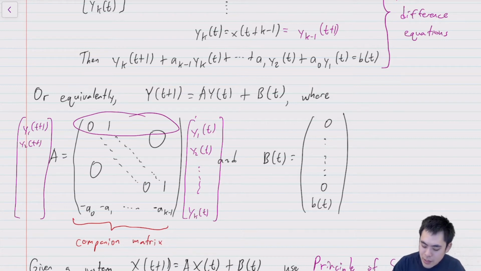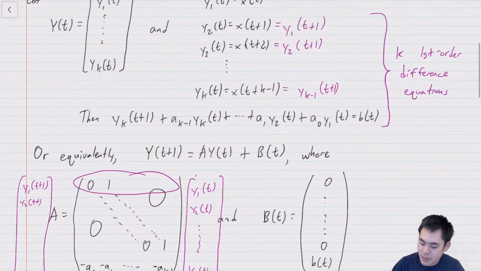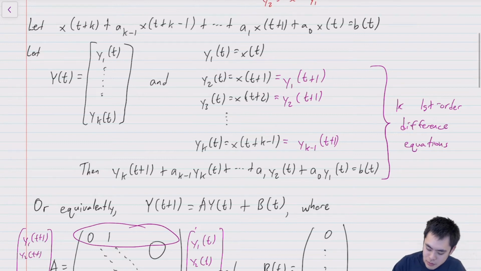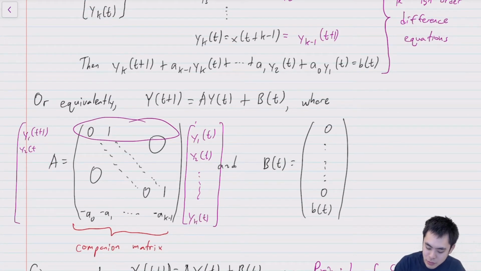And so that t plus 1 term is equal to just y2. And so that's precisely this equation here. Okay, let me erase all that since it's written a little bit confusingly.